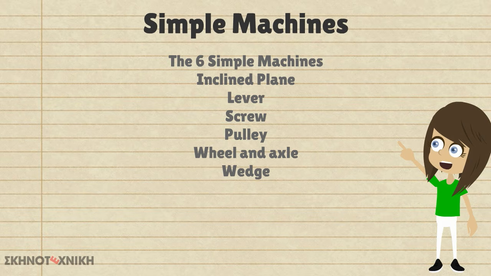The 6 simple machines are inclined plane, lever, screw, pulley, wheel and axle, wedge.